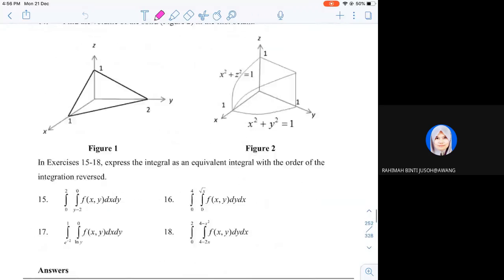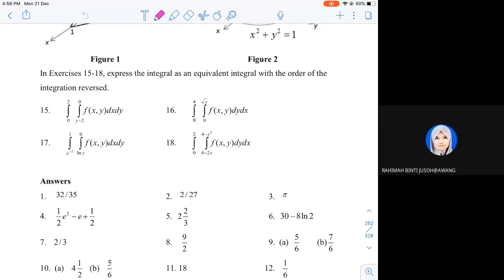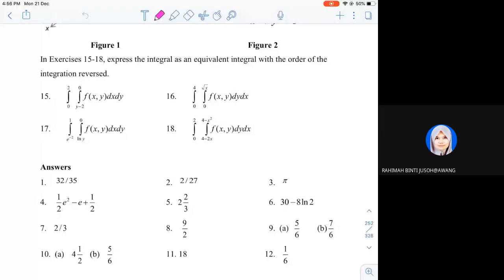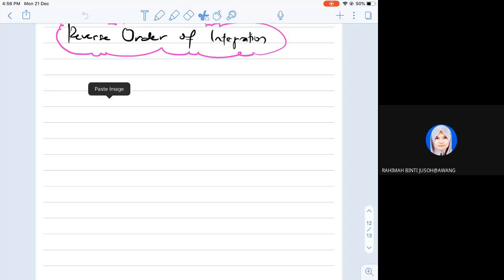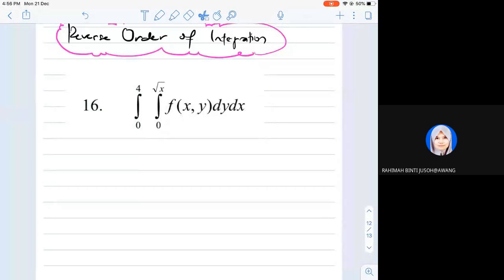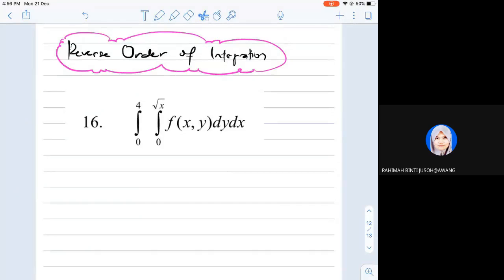Okay. So now, let's take a look at question number 16. We skip the previous one, number 15, which is just a straight line. Reverse the order of integration. Before you can reverse the order, first of all, you have to sketch the region.